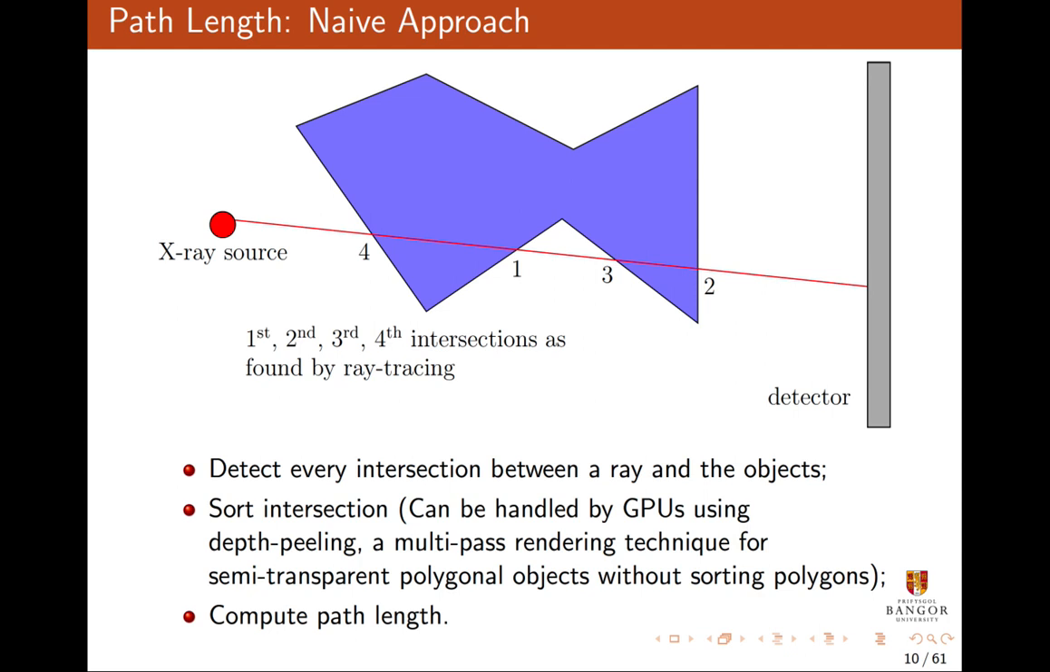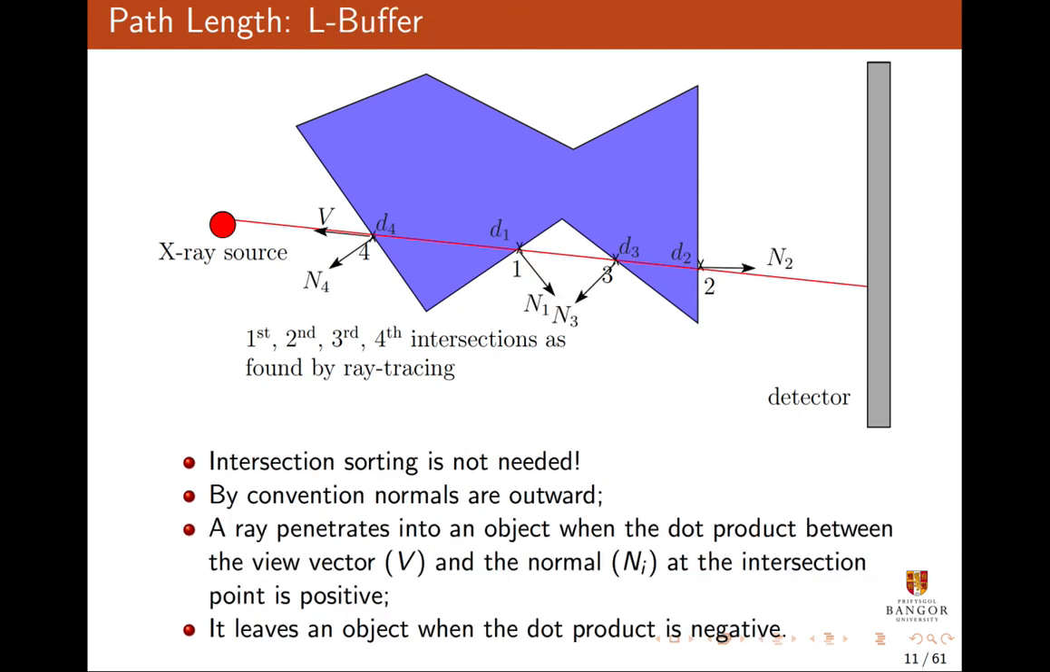There is a technique called depth peeling, a multipass rendering technique for transparent objects. But that will take a bit of time, and we can show that this is not needed. In computer graphics, we know that normals are outward. If we look at the dot product between the normals here and the viewing vector v, we can see that the dot product is negative when the ray leaves an object, and positive when it enters an object.